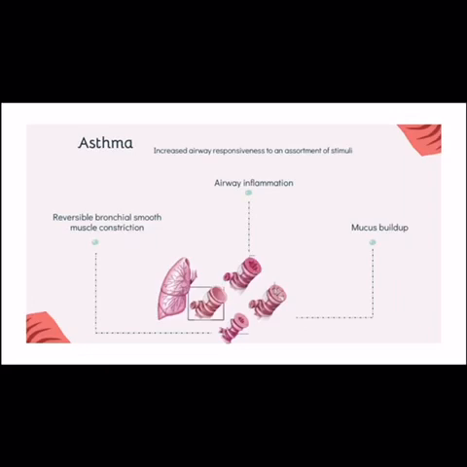The first thing is, what is asthma? Asthma is a chronic obstructive lung disease characterized by an increase in airway responsiveness due to various stimuli. It could be dust, it could be allergic, it could be other factors, okay? And the main characteristics you will see when the patient has an asthma attack are, first, airway inflammation and mucus build-up, and reversible bronchial smooth muscle constriction.